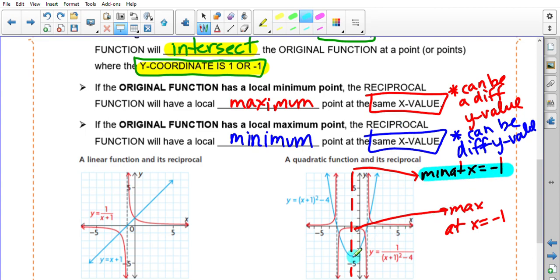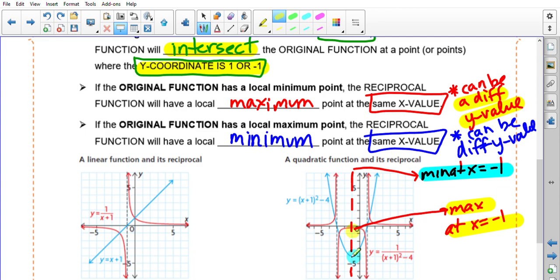Okay, so that's that point right there. And now the reciprocal has the opposite. It has a max at that same x value of -1. Now notice they can be different y values. This one has a y value that's way up here. This one has a y value down there, obviously.